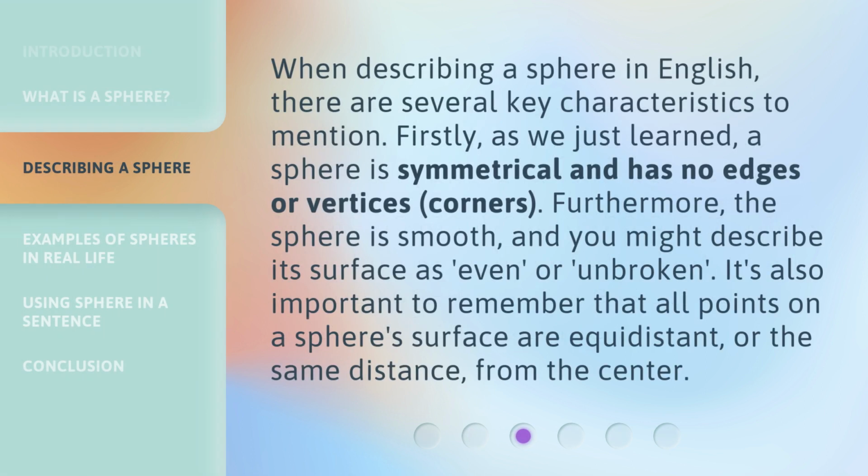When describing a sphere in English, there are several key characteristics to mention. Firstly, as we just learned, a sphere is symmetrical and has no edges or vertices, corners. Furthermore, the sphere is smooth, and you might describe its surface as even or unbroken. It's also important to remember that all points on a sphere's surface are equidistant, or the same distance, from the center.